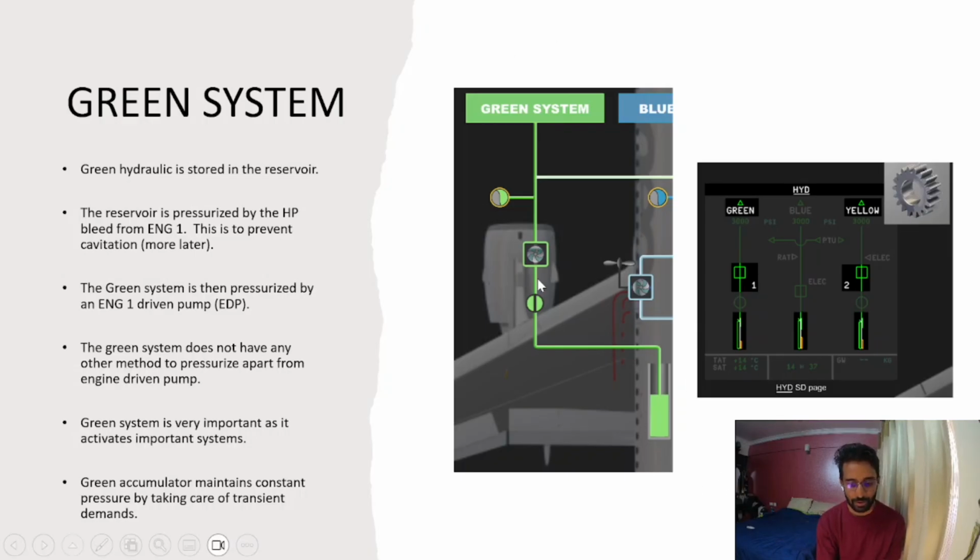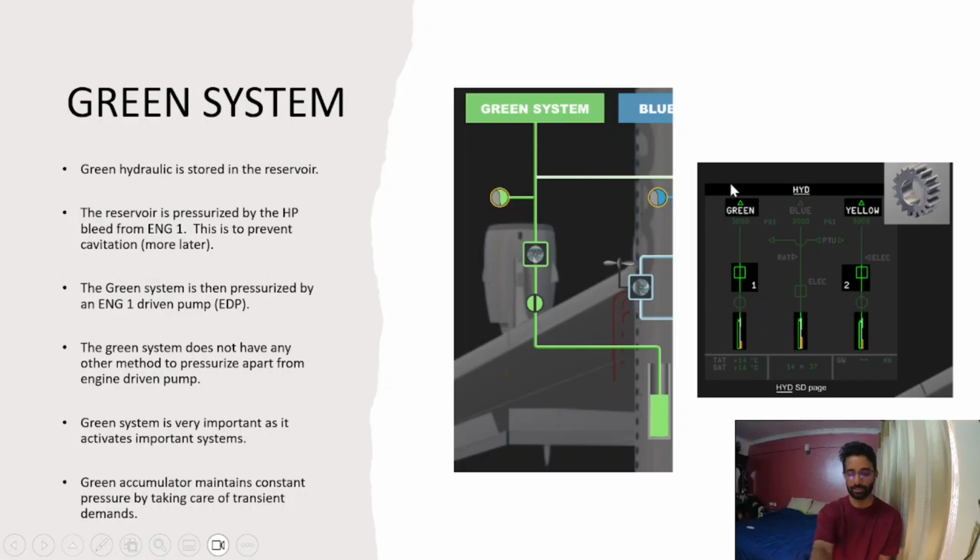The reservoir, the switch, and then you have the EDP, and then the accumulator pressurizes the green system. The tank is pressurized by the high pressure from the engine 1. When the bleed air is sufficient, fine; if it's not sufficient for any reason, then we'll use the engine 2 bleed air by the cross bleed. I hope this is very clear. It's pretty much straightforward. Now the same system can be displayed on your system display page on your aircraft.